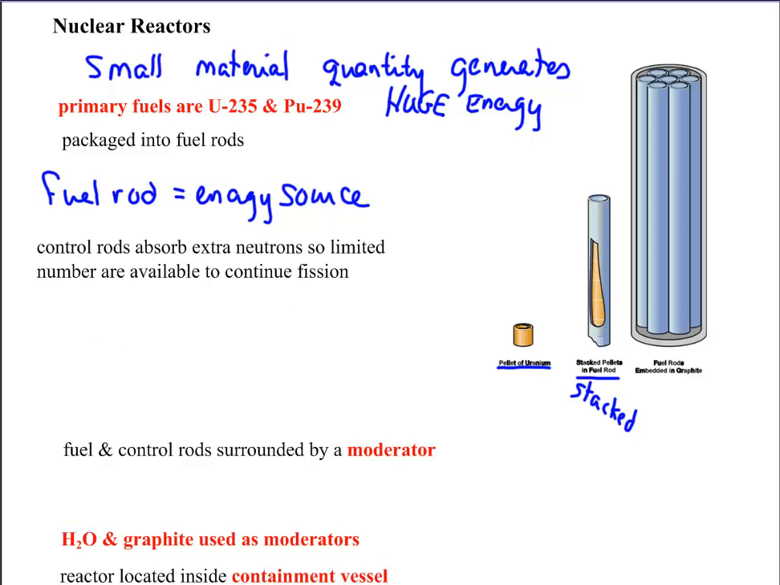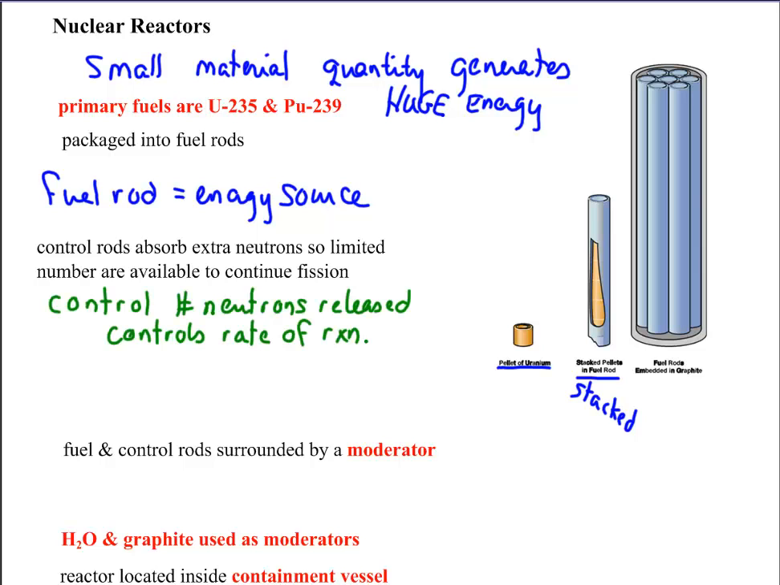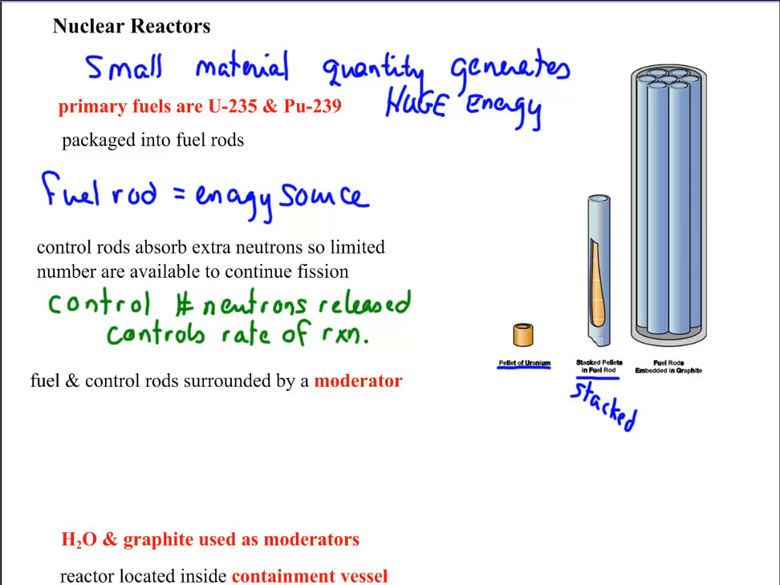The control rods absorb the extra neutrons. And for each neutron, I can start another fission reaction. So if I control the number of neutrons, I can control the rate of fission. The other thing that helps me control the rate of the reaction is something called a moderator. And the fuel rods and the control rods are surrounded by a moderator.